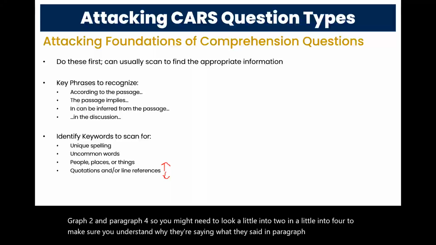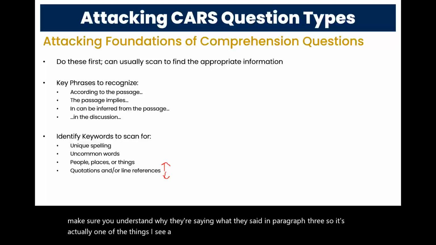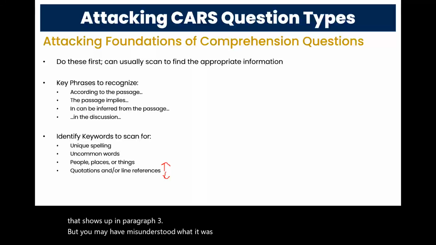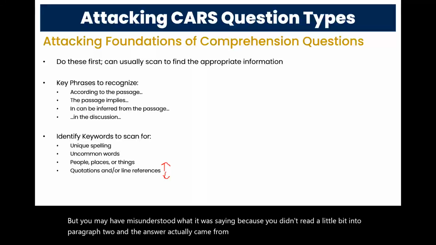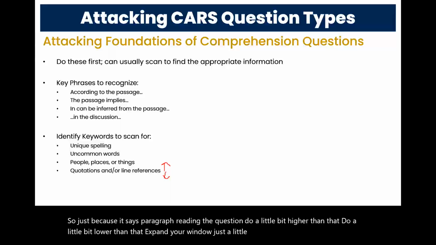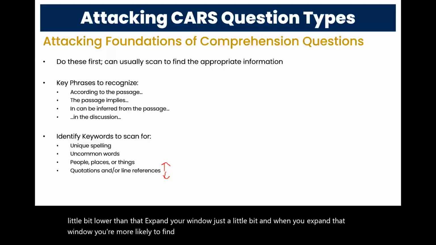It's one of the things I see a lot of students do on passages where you pick the answer that shows up in paragraph 3, but you may have misunderstood what it was saying because you didn't read a little bit into paragraph 2, and the answer actually came from the last line of paragraph 2. So just because it says paragraph 3 in a question, go a little bit higher than that, a little bit lower than that. Expand your window just a little bit. And when you expand that window, you're more likely to find the correct information.